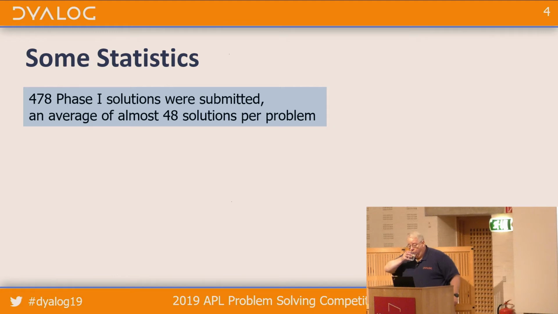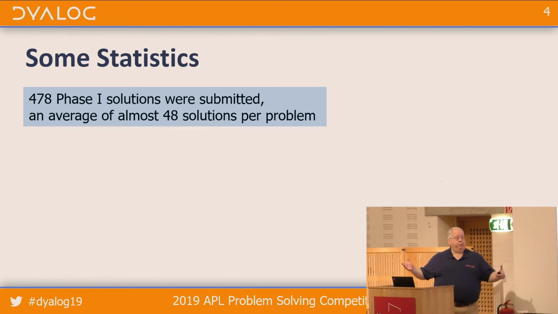We had 478 phase 1 solutions submitted. We had 10 problems, so if you do the math, it's about 48 solutions per problem.